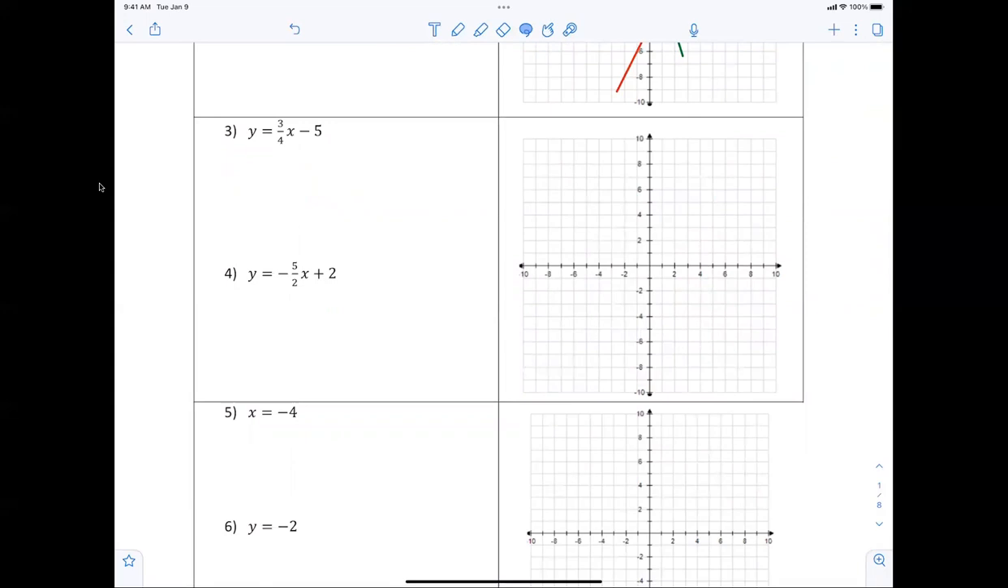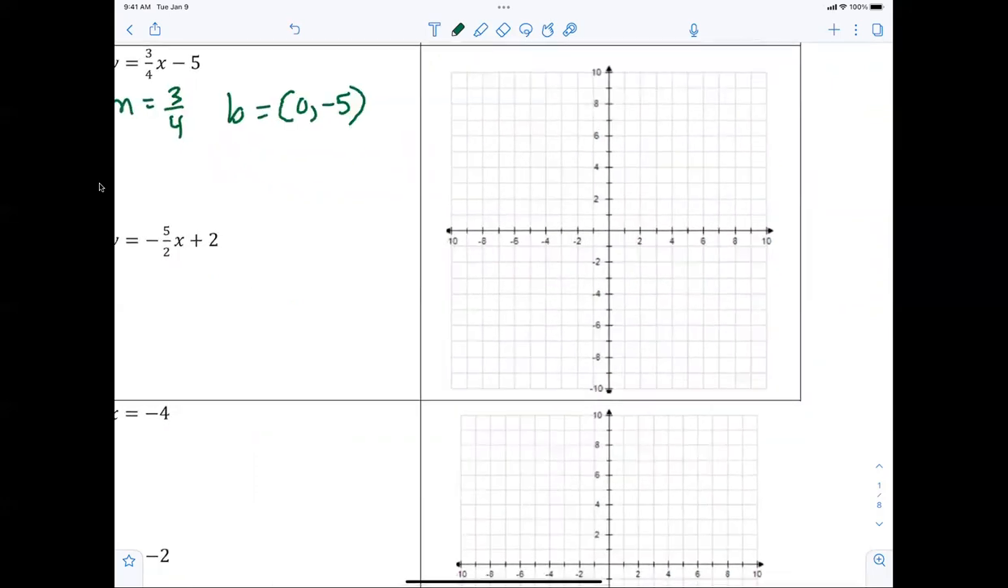Anybody brave want to tell me how to do it? Catherine, tell me what to do. So everybody writes down m equals 3/4. Exactly. So now what do I do? Everybody's graphing 0, -5. Yes, and then go up 3 and over 4. So I'm going 1, 2, 3, 1, 2, 3, 4.